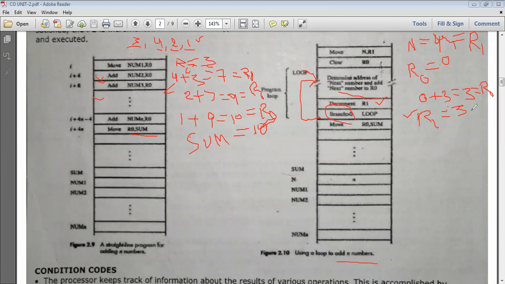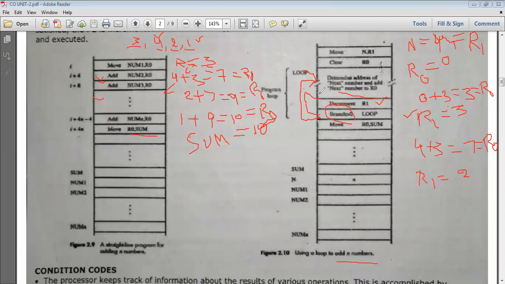Take the next number and add with R0. What is the next number? 4 is the next number. So take 4 and add with R0. 4 plus 3 is equal to 7. Now 7 is stored in R0. Next, what happened? Decrement R1. What is the data in R1? 3. Now R1 becomes 2. Branch if greater than 0. Check whether R1 is 0 or not. Non-zero, so go to loop again.